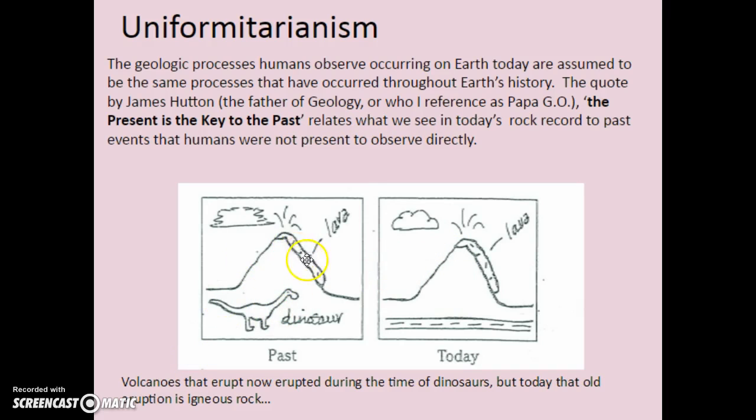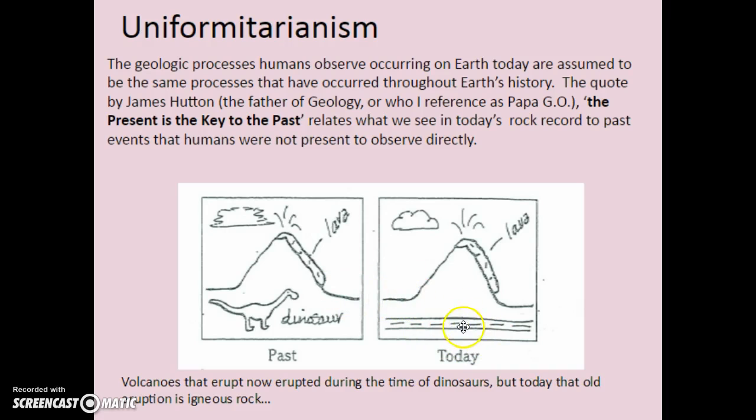We have this volcano taking place and we have a dinosaur, say, during the Jurassic. Well, volcanoes erupted during the time of the dinosaurs, right? There was volcanism then, there's volcanism now. But today, that old eruption is an igneous rock. So this sample right here is now rock, and if the dinosaur made it into the fossil record, it would be another within the rock strata.